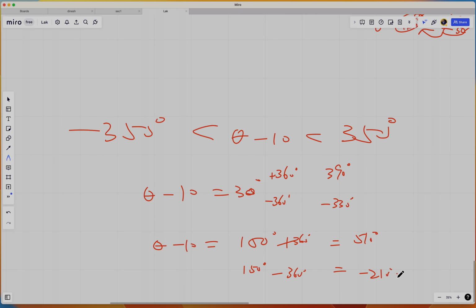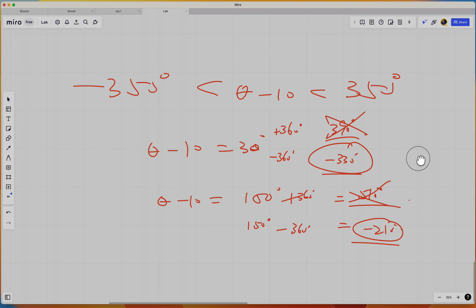You look at the range. You compare this. Which one is in range? Which one is not in range? 390, in range or not in range? Not in range. Good. Minus 330. In range. Yes. Consider this. Next. 510 is not in range. Yes. Minus 210. Very good.